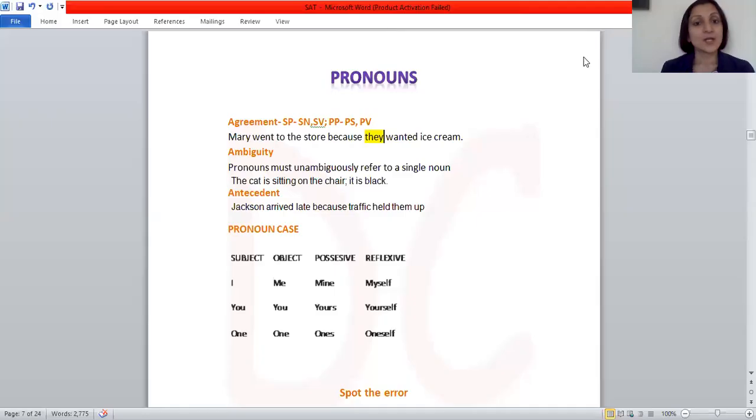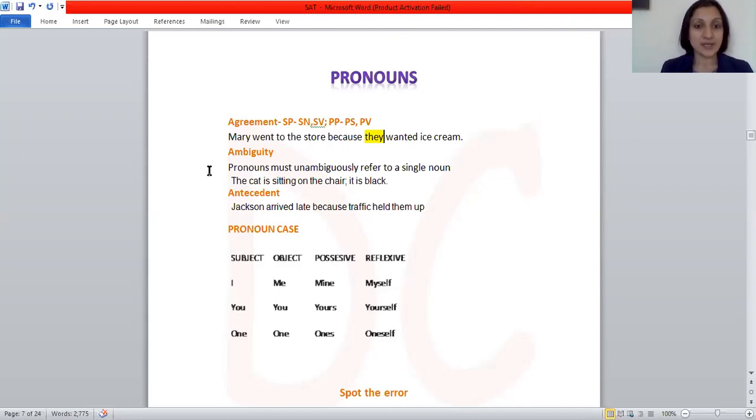Looking at the second rule that the SAT tests us on: ambiguity. Ambiguity, as the word itself means, is something that is not clear. So pronoun ambiguity means that the pronoun is not clear. It happens when you have multiple nouns and we assume the pronoun refers to the subject. But the pronoun rule never told us that a pronoun is only used in place of the subject. It always refers to a noun, and it can refer to any noun, not necessarily the subject noun.